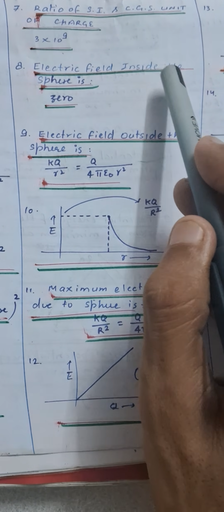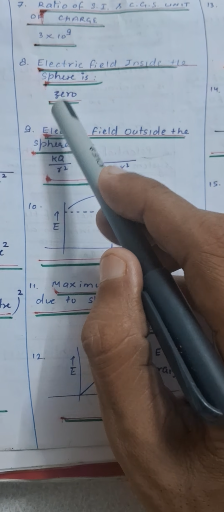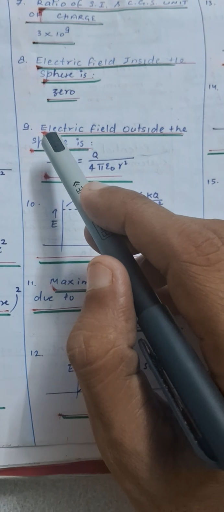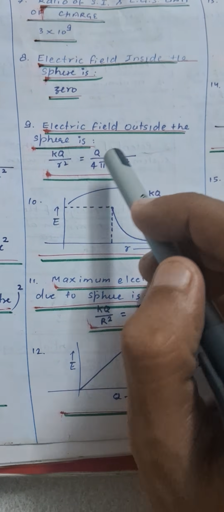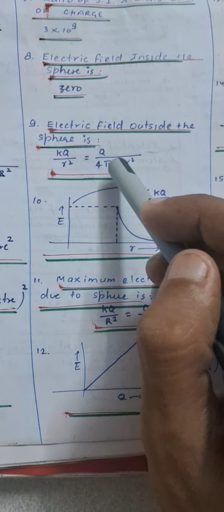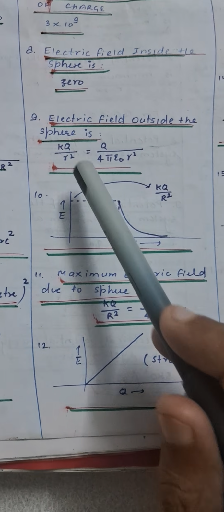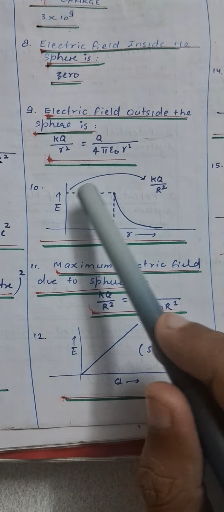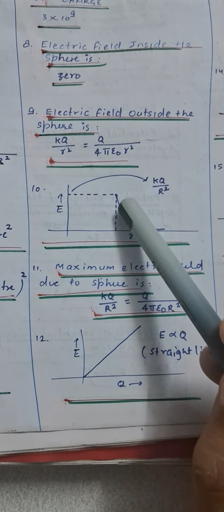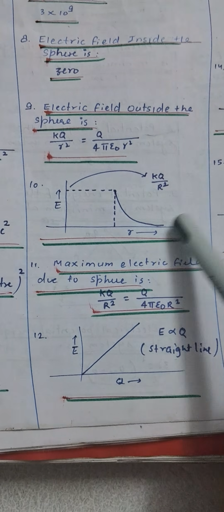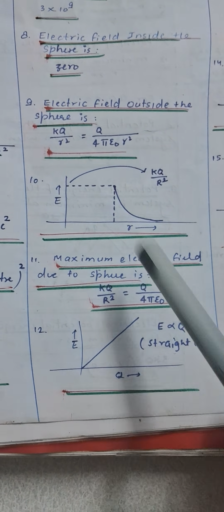Then we have electric field inside the sphere. Inside a hollow sphere, electric field is 0. Then is electric field outside the sphere. Outside the sphere it follows that of a point charge. So the electric field here is kq by r square. Then we have graphical variation for that. Initially it is 0 and from here it rises suddenly to kq by r square and is maximum at the surface.